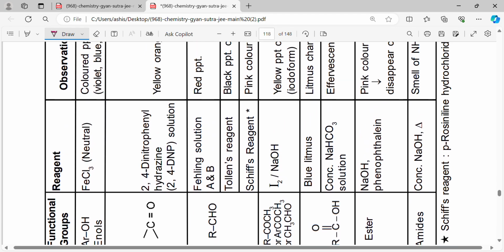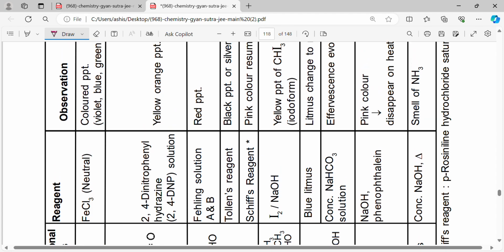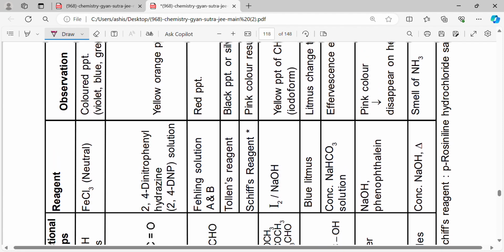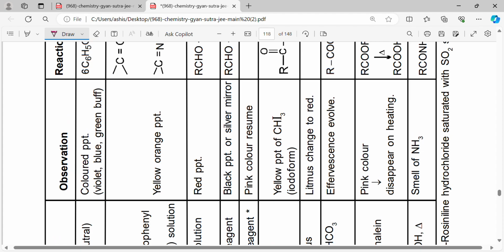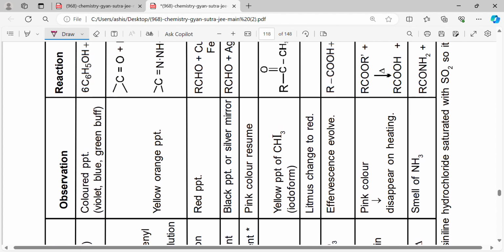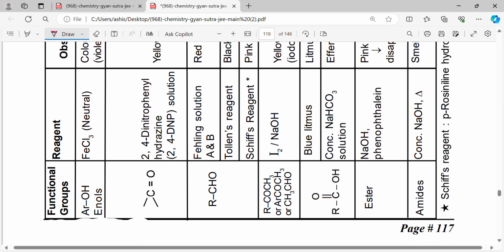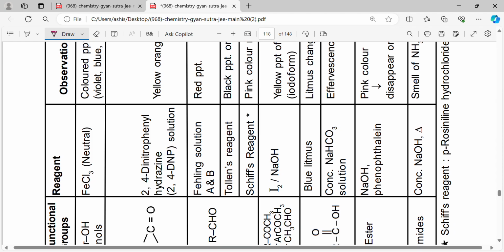Then there are enols like phenol. Phenol can be identified by reacting with neutral FeCl3 solution. Neutral FeCl3 reacts with phenol, then a colored precipitate will appear. It may be blue, violet, or green in color.